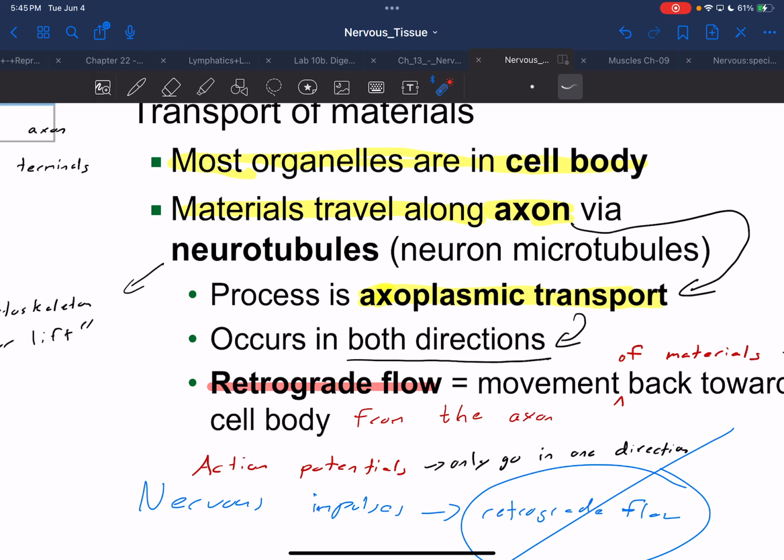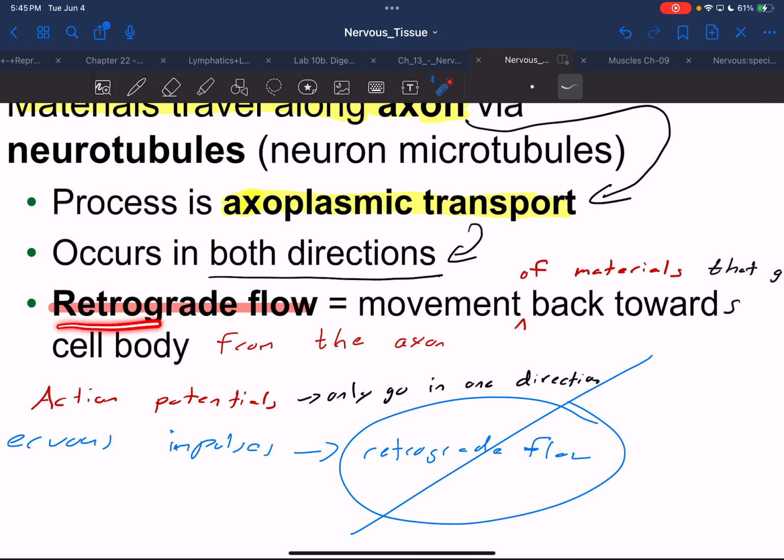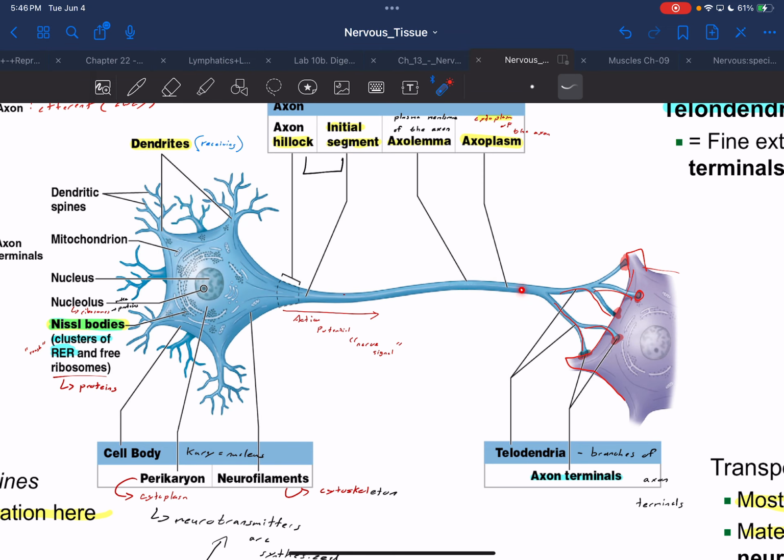And so these molecules can travel through the axon. That's referred to as axoplasmic transport. And so when materials travel along the axon, we call that axoplasmic transport. This can occur in both directions. When things are traveling towards the cell body, that's called retrograde flow. When movement is going back, in other words, it's going in this direction, retrograde flow. That's what that means.